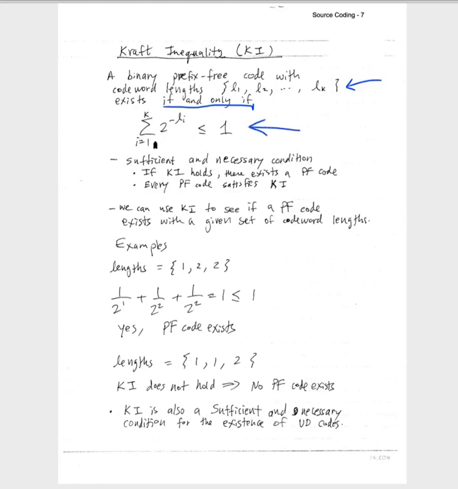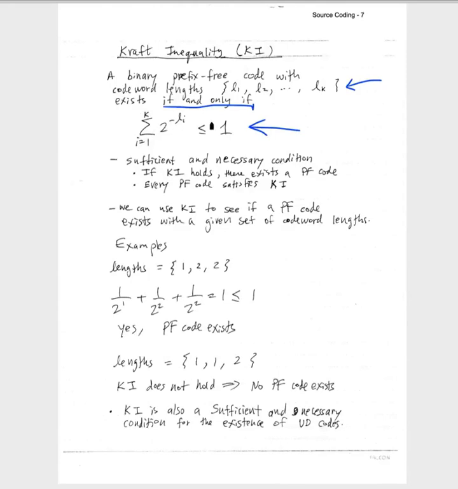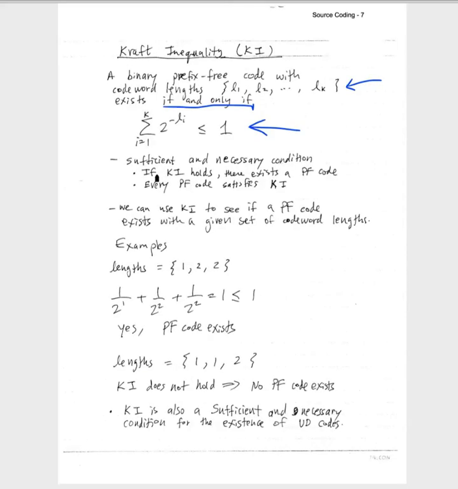If and only if the sum of 2 to the minus Li is less than or equal to 1. And in fact, the proof of this is because a prefix-free code is a binary tree. If you look at this binary tree and you do that operation, you will see that if it's a binary tree, this has to be the case. Remember, the length of the code is the depth of the binary tree. The if and only if means that this is a sufficient and necessary condition for the existence of a prefix-free code.